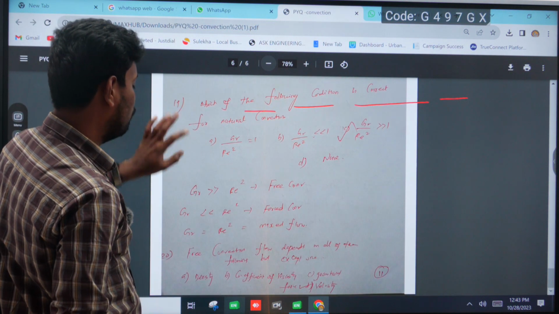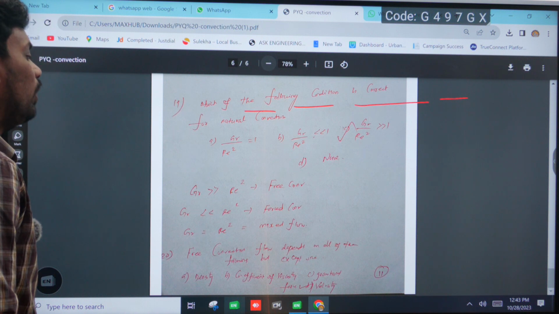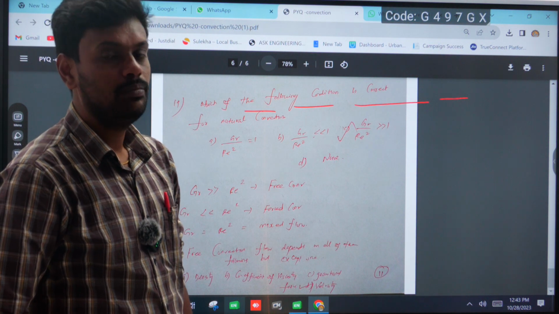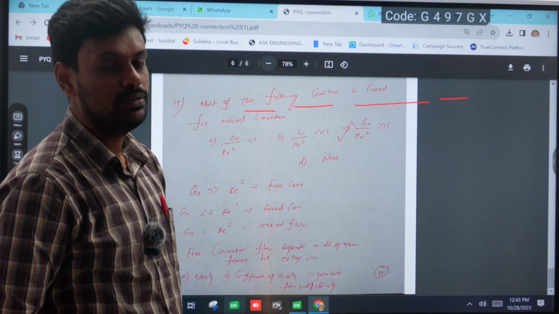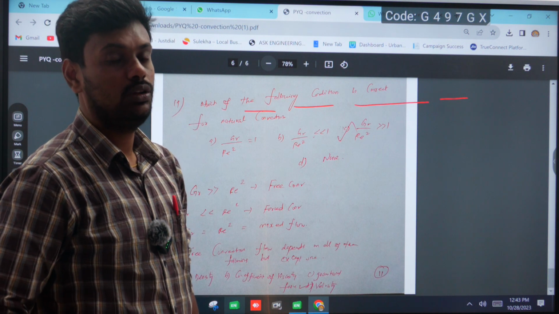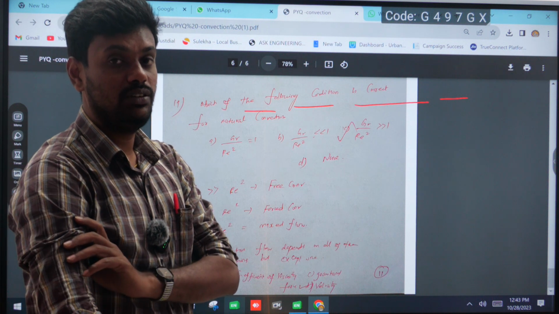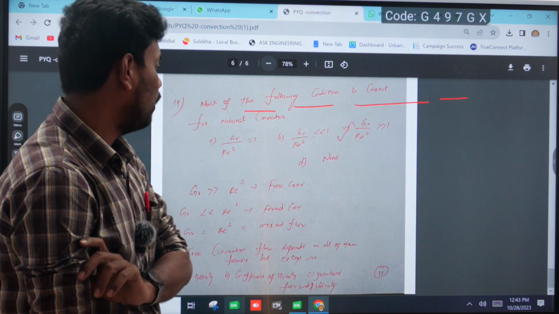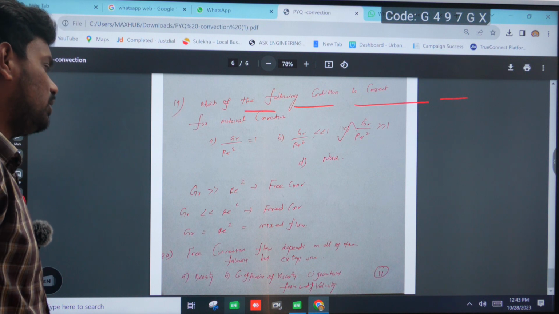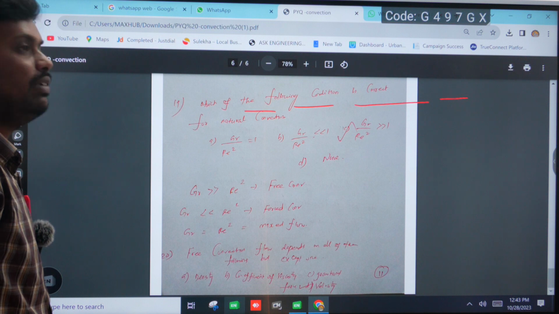Next, free convection flow depends on all of the following except one. Actually, free convection depends on some of the following factors. They have given some options, but one is the odd man out. We have to find out the factor on which the free convection does not depend. What are the options given? Density, then coefficient of viscosity, then gravitational force, and the fourth one is the velocity.